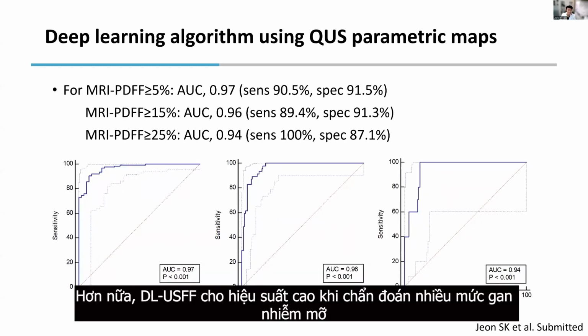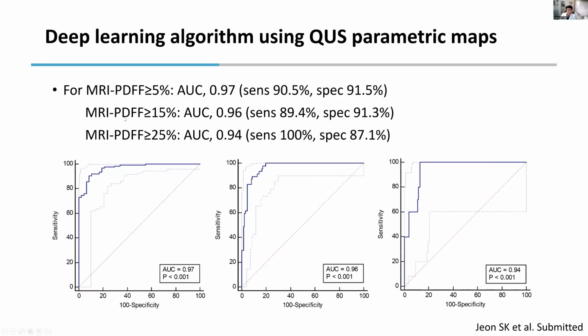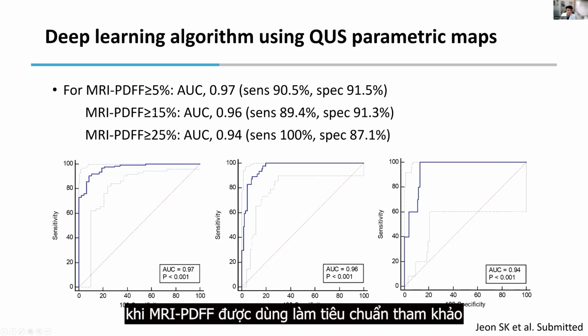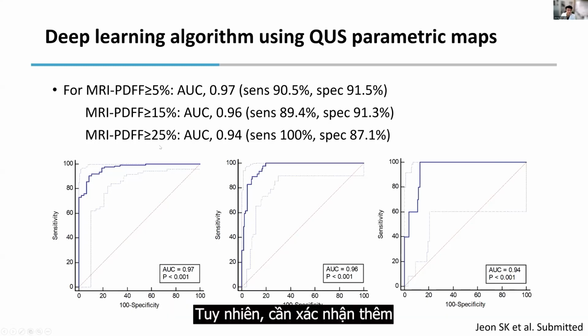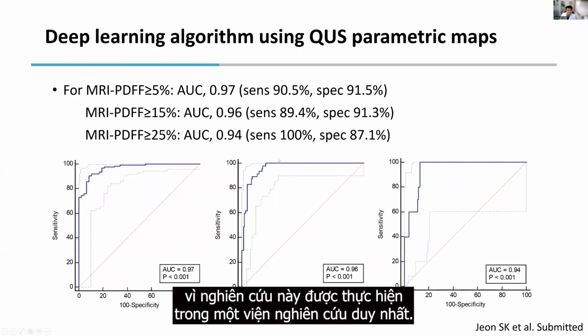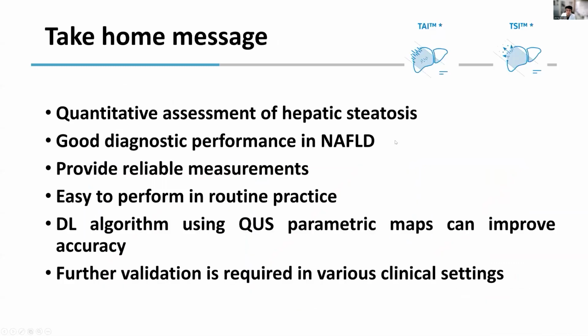Moreover, deep learning estimated hepatic fat fraction showed excellent performance for diagnosing various degrees of hepatic steatosis when MR-PDFF was used as a standard of reference. However, further validation is needed as this study was performed in a single institution.